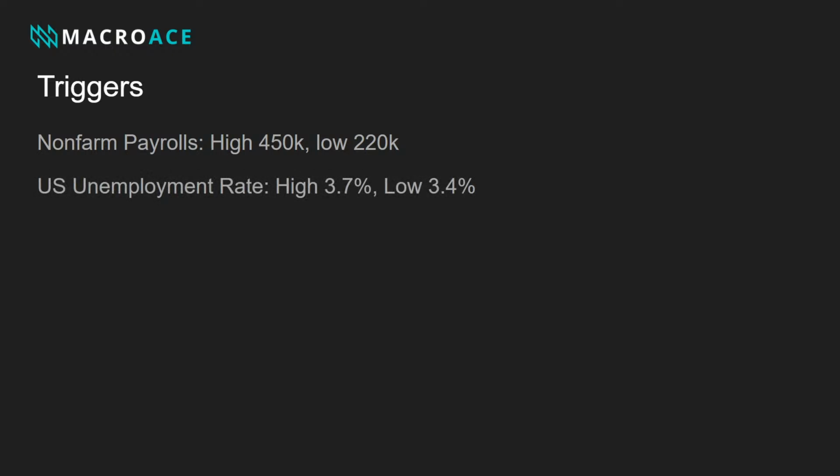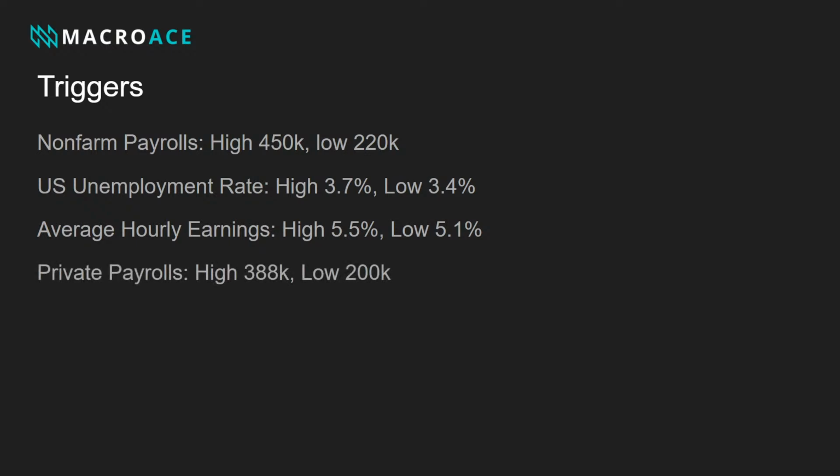US unemployment rate, they see a high estimate of 3.7% with a low of 3.4%. Average hourly earnings, I think this is one thing I'm going to go into a bit more detail on, which is very important to understand as to what caused the depreciation in the dollar, even though we had a strong or positive figure with non-farm payrolls. So average hourly earnings are seeing a high estimate of 5.5% with a low of 5.1%. Private payrolls, high estimate of 388k with a low of 200k.